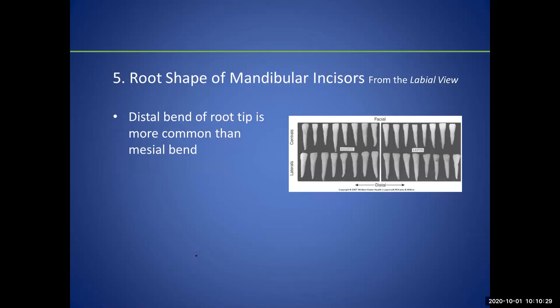The root shape. The distal bend of the root tip is more common than a mesial bend. This is one of those general characteristics, my friend, of any tooth. If a root bends, it generally bends towards the distal. So you're looking for any root bends to give you a hint. These are very subtle slopes.